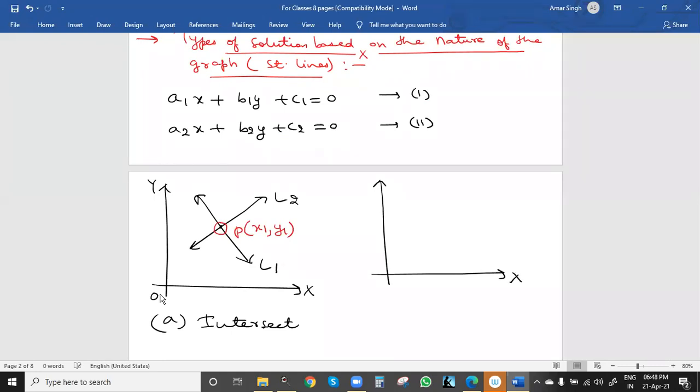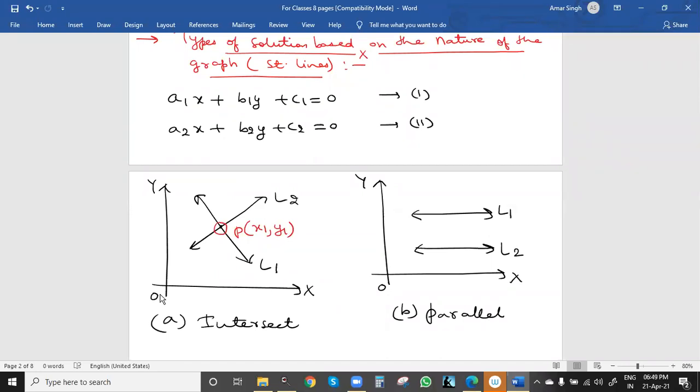The second possibility is that they can be parallel also. This is L1, because it will depend on the equation of that particular line. Lines can be on the graph like this, L1 and L2, where L1 and L2 are parallel. So lines can be parallel as well. This is the second case.